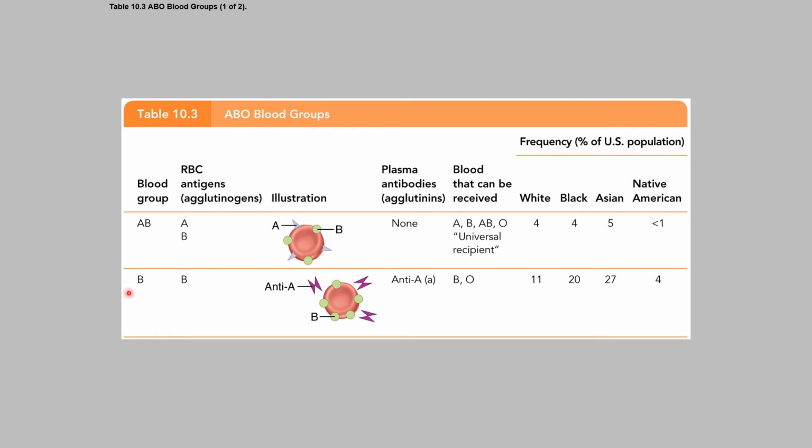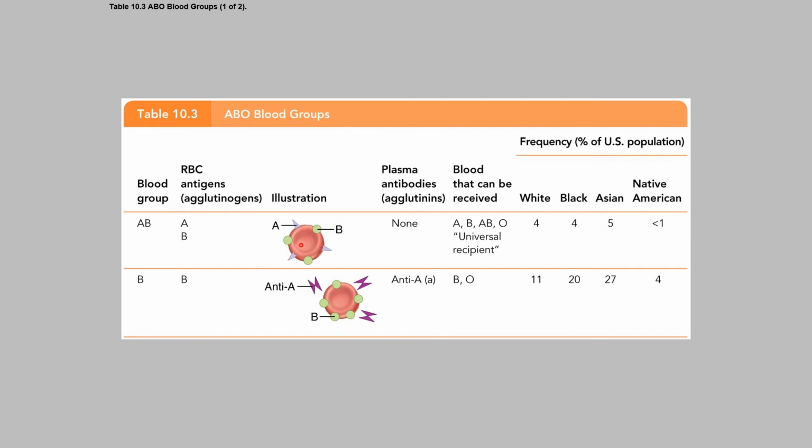This individual is type B. So the only marker they have is the B marker. As you can see, it's got the little green circle, but not the triangle. In terms of plasma antibodies, they have anti-A. That's what these purple structures are showing. What type of blood can they receive? They can receive type B blood and they can receive type O blood.